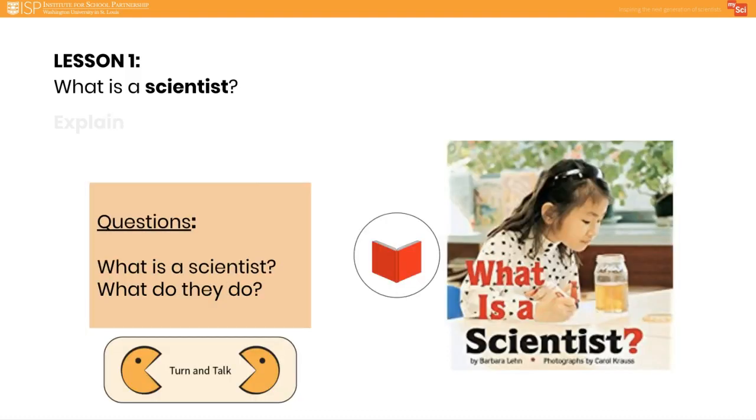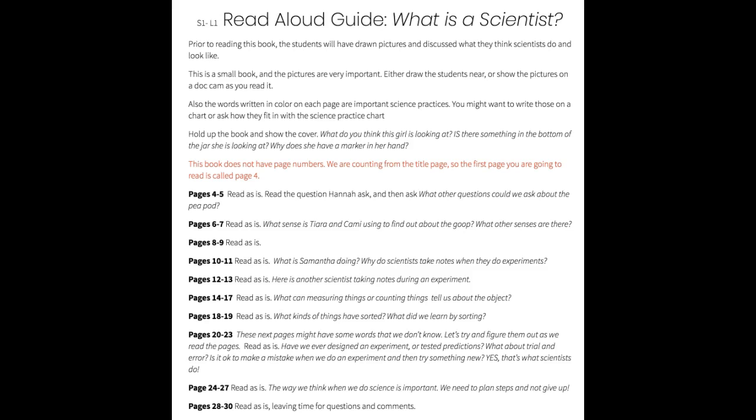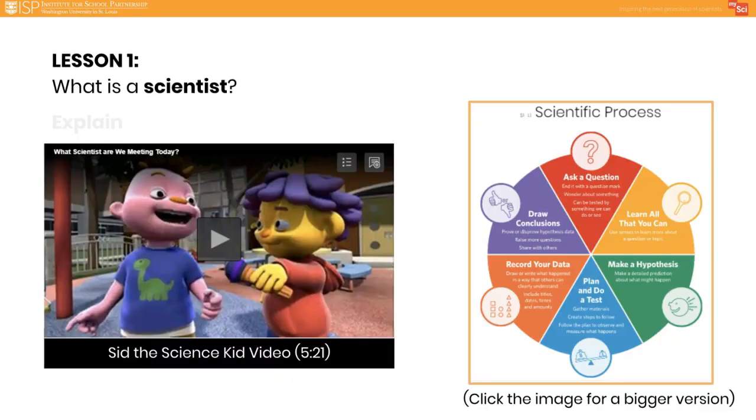In the explain portion of this lesson, you will read, what is a scientist? You'll find a read aloud guide in the teacher pages for this book. This read aloud guide will help you start framing the conversations to review the questions you already asked students. What is a scientist and what do they do? As you're having this conversation with kids, challenge them to use evidence from the book to support their answer for the questions you posed. You will then show the video, Sid the Science Kid, the kids meet a scientist, and then have a conversation with students about the scientific process.